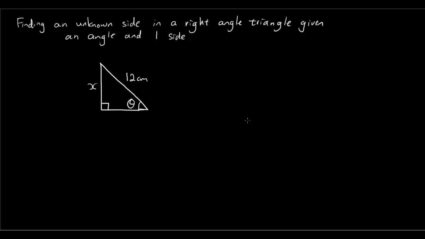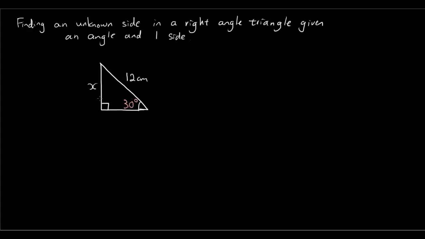Hey guys, welcome to the third trigonometry lesson, and we're going to talk about how to find an unknown side in a right angle triangle given an angle and one of the sides. So in this problem, the goal is to find out what x equals, and let's say we know that theta is equal to 30 degrees. So I'm just going to change this theta to 30 degrees, and we want to know what x equals.